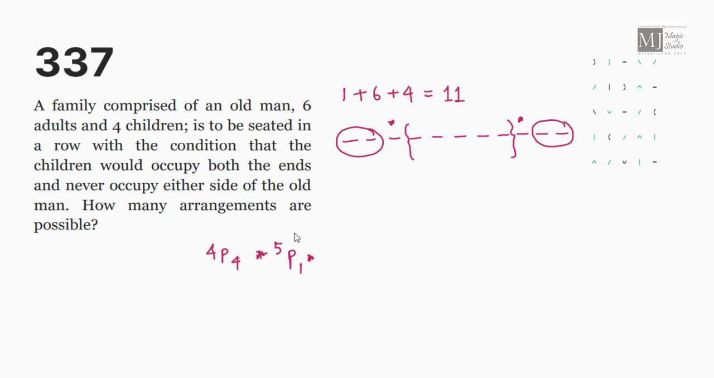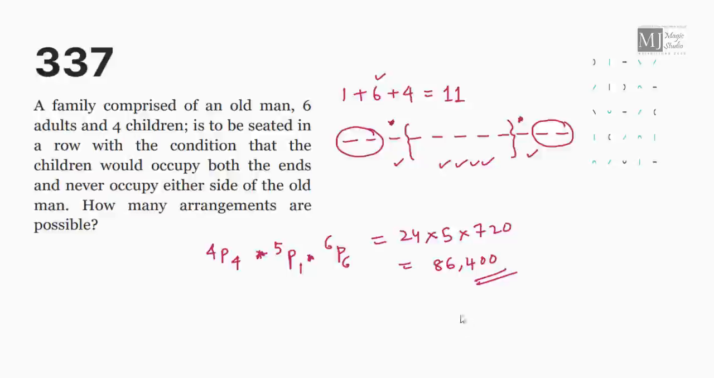And now the remaining 6 adults can be placed in these 2 and the remaining 4 from these 5. That is in 6 places in 6P6 ways. So the total number of arrangements is 4P4, that is factorial 4, 24. 5P1 is 5. 6P6 is factorial 6, that is 720. 720 into 24 into 5 will give me 86,400.